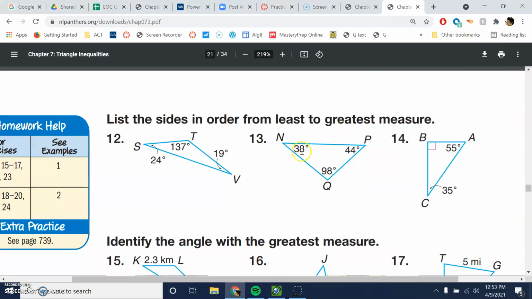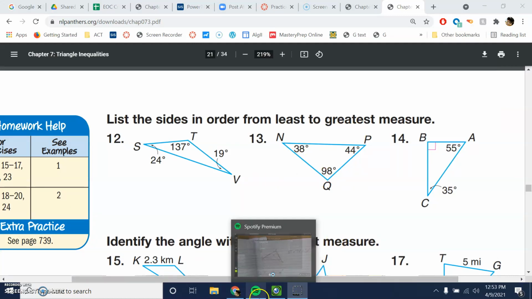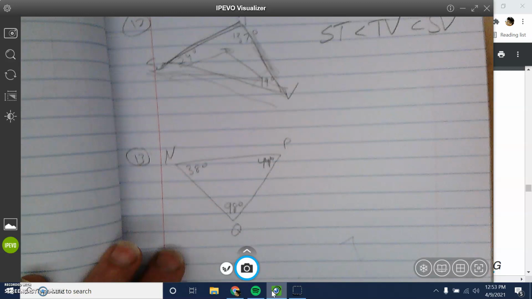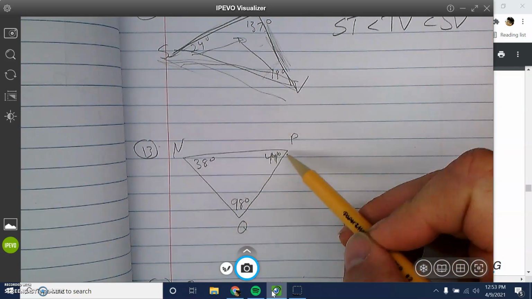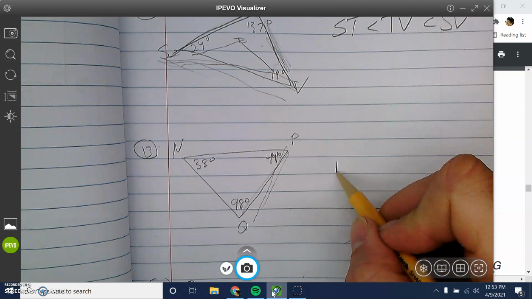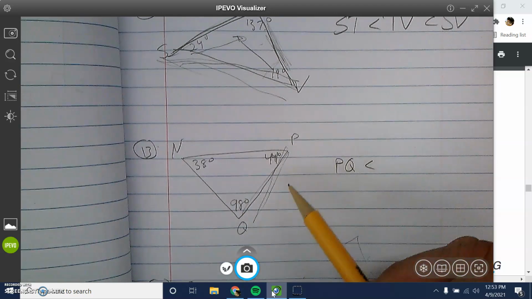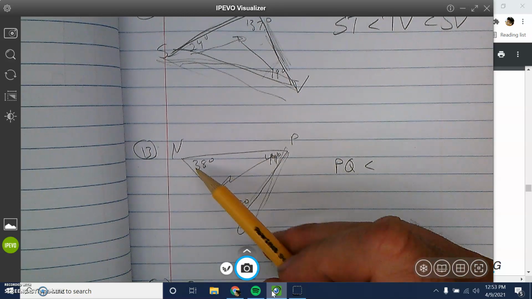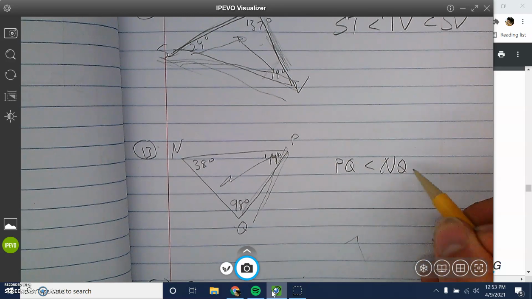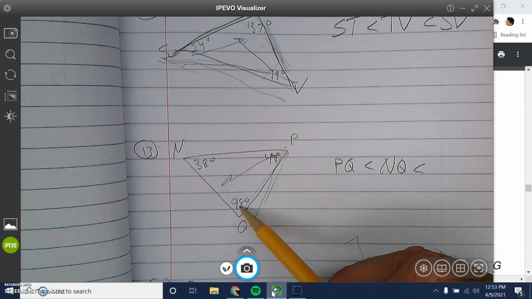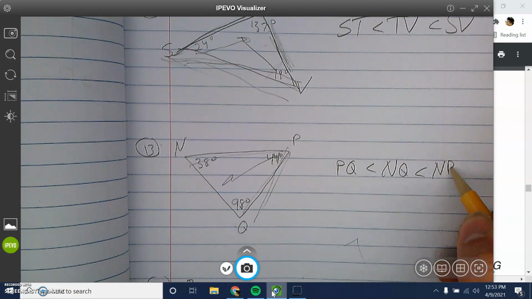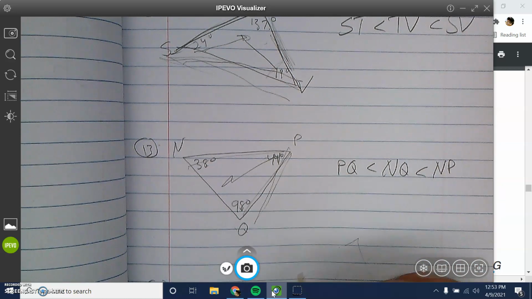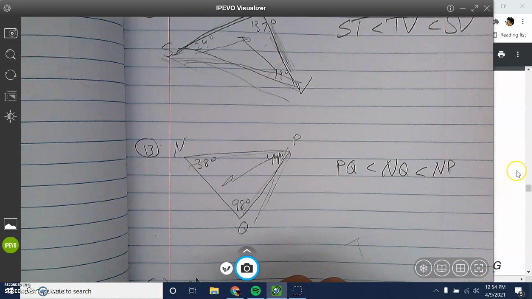Here we go, number 13, least to greatest, go. All right, see if you got it. Boop. Okay, 13. So least is 38, right? So that would mean PQ is the smallest side. What's next? 44, right? So opposite 44 would be NQ or QN. And then opposite the 98, that one opens up the most. So that would mean that distance, N to P, is the greatest side. Cool, hopefully you got that.